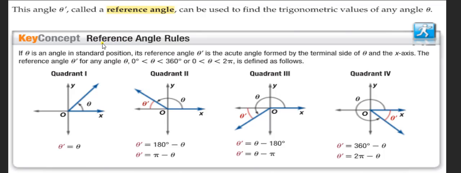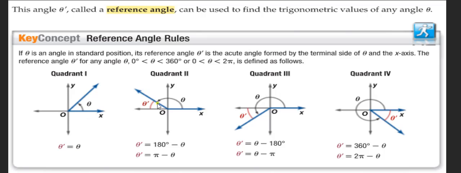In this video, we're going to talk about reference angle. If theta is an angle in standard position, its reference angle theta prime is the acute angle formed by the terminal side of theta and the x-axis. So if the terminal side lies in the first quadrant, then theta prime is going to be the same as theta.